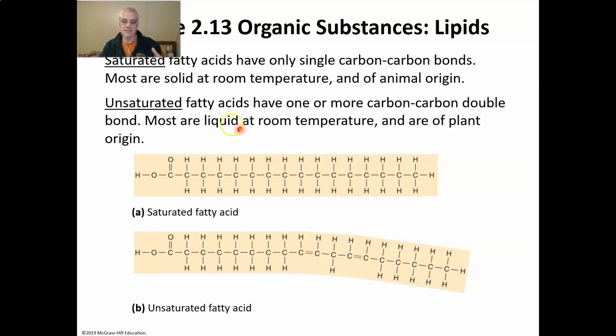On the other hand, unsaturated fatty acids have carbon, carbon, carbon, carbon, but this carbon is double bonded to that carbon. So there's a little bit of a change in its conformation, the way it looks. This is more likely to be a liquid at room temperature, like olive oil or any kind of vegetable oil. Because of the way that it's built, it's going to be a liquid at room temperature. So saturated fatty acids tend to be solids. Unsaturated fatty acids tend to be liquids at room temperature.